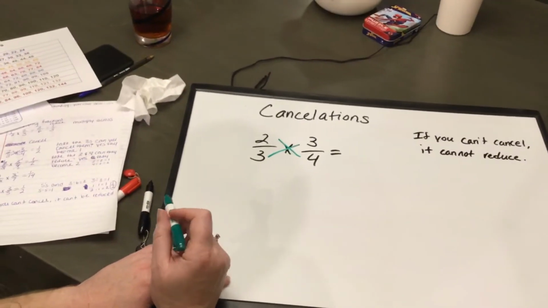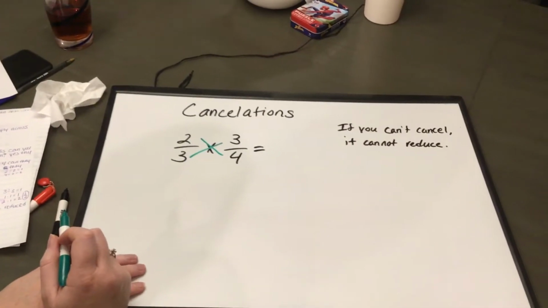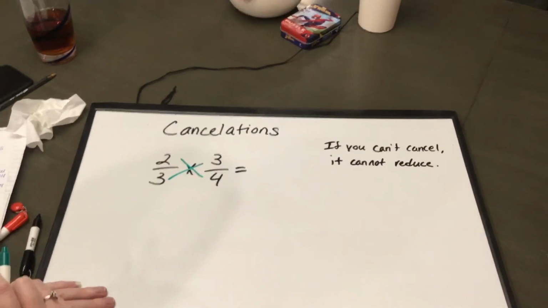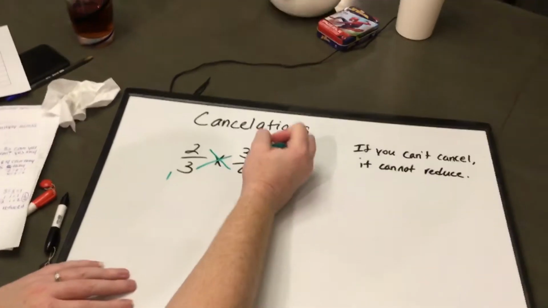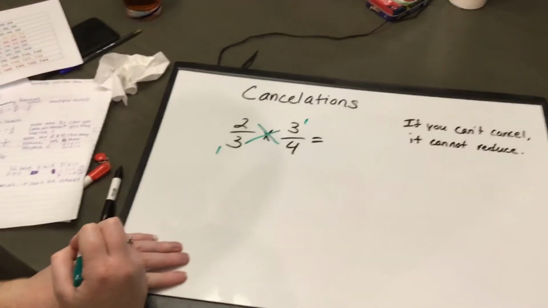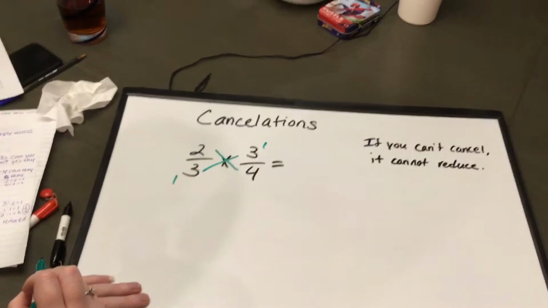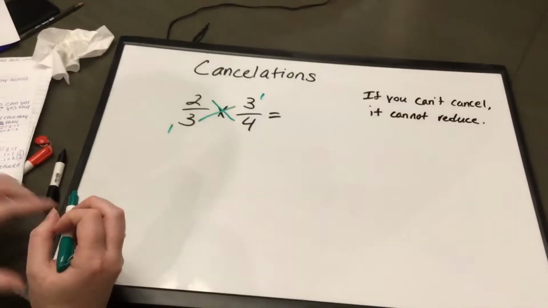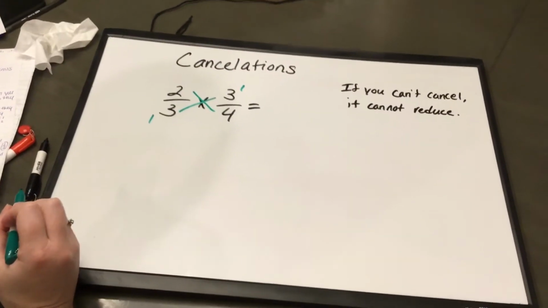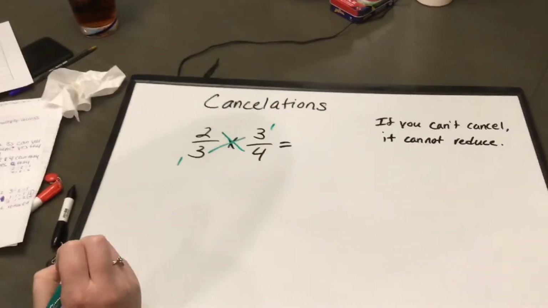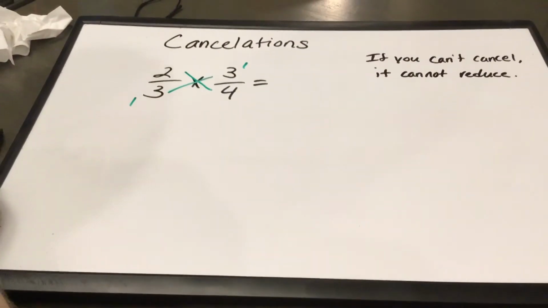So, when we do this, let's look at our 3's. We know those can cancel and become 1's, because 3 divided by 3 is 1, and that's how it cancels. Okay, now look at the 2's. Can the 2 and 4 reduce? Yes, they can reduce.